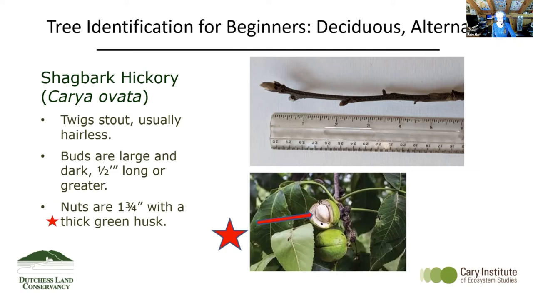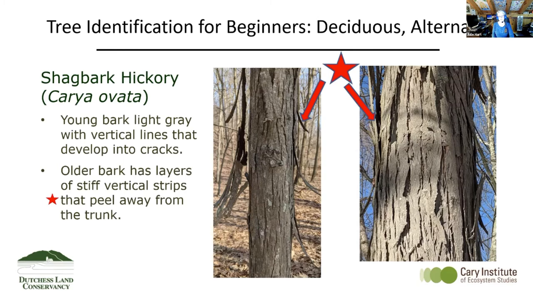But as the name suggests, the bark is how you identify this tree. It has this incredible shaggy bark where the bark separates from the trunk in these stiff vertical strips that peel away from the trunk. And they'll peel away from both the top and the bottom of the strip. And some of them can be pretty large. When you see a mature shagbark hickory, you can immediately understand where it got its name from.